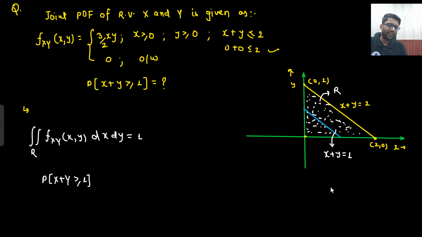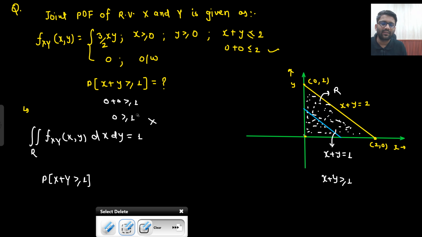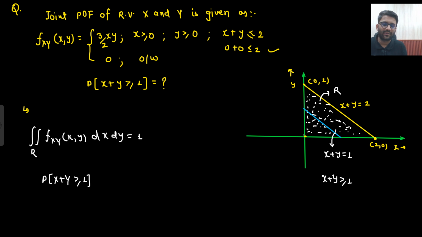And what you need to take is x plus y greater than or equal to 1. So that would be here or here. If I put 0 comma 0 here, 0 plus 0, so 0 is greater than or equal to 1. Is it satisfied? No. That means what will be your region of operation? So basically I need to find the probability in this region. This is what I need to find.